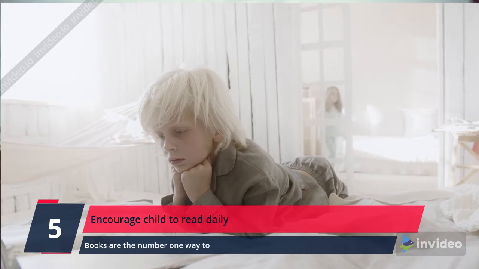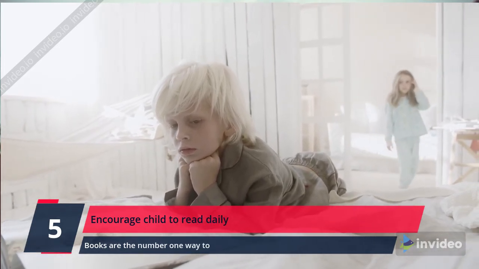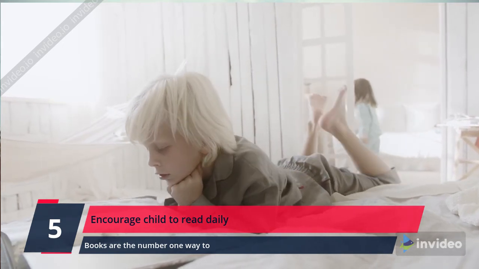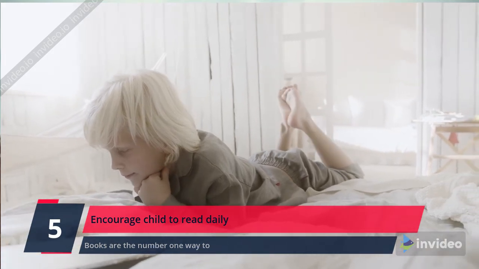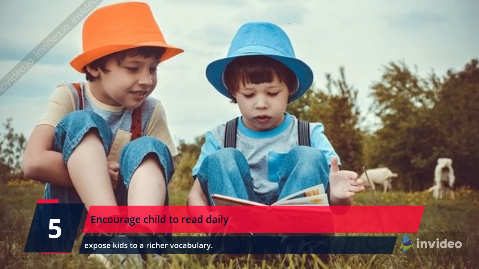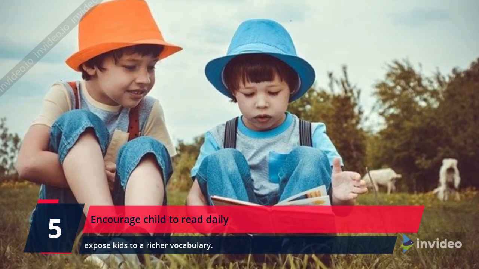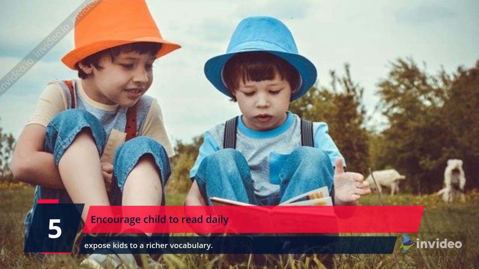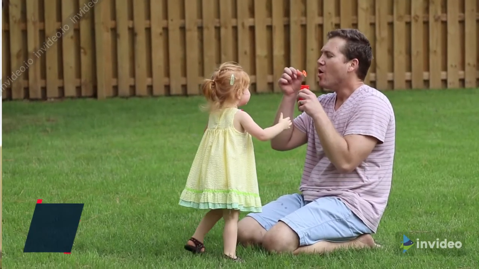Tips number 5. Encourage child to read daily. Books are the number one way to expose kids to a richer vocabulary. As often as possible, read books with your child. When she comes to a word that she doesn't know, give your child a quick kid-friendly definition and continue reading. It's important not to make a big pause about the fact that she didn't know the word, when you finish reading the story.